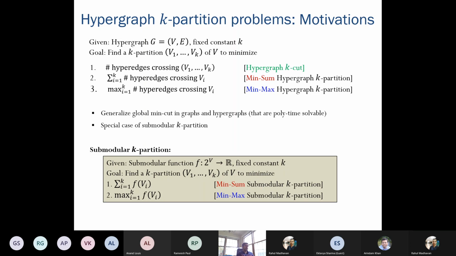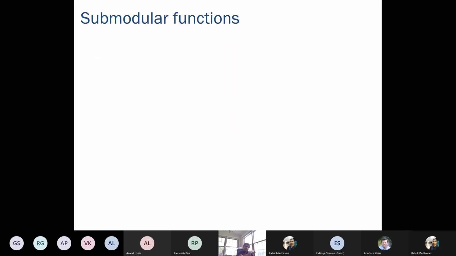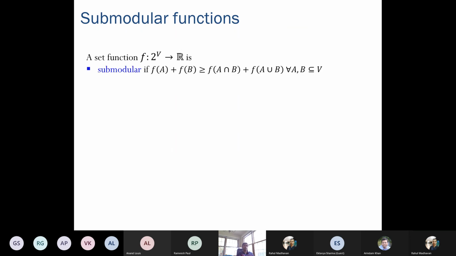Right, and if you've not seen submodular functions, here is the customary slide on submodular functions. A set function f is said to be submodular if for every pair of subsets A and B of the ground set, the sum of the function values on A and B is at least the sum of the function values on the intersection and the union.